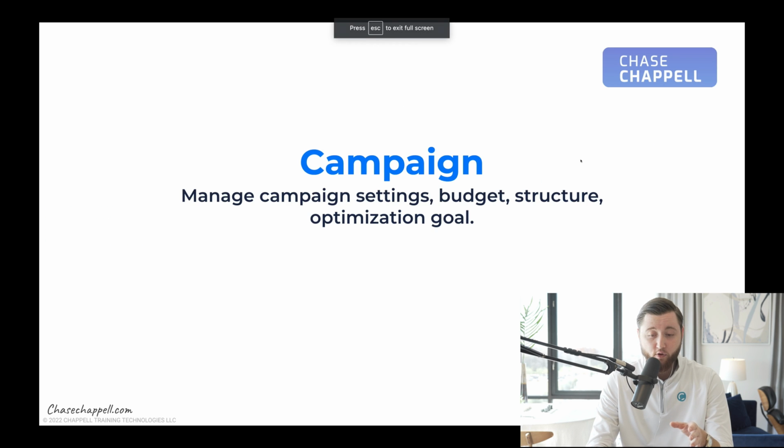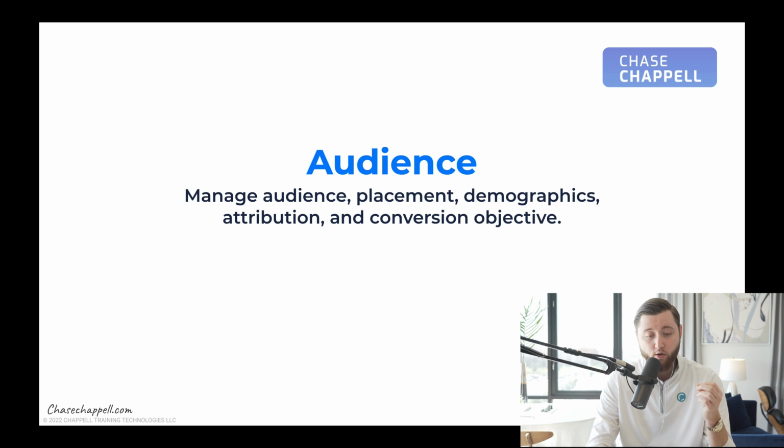We've covered the campaign level, setting up the settings there, and we're going to be optimizing for purchases. Now we're heading to the audience level. This is where we manage the audience. This is where we're going to be selecting your placements. This is where we're going to be going over the actual demographics, attribution settings, and the conversion objective that we'll officially be optimizing for.